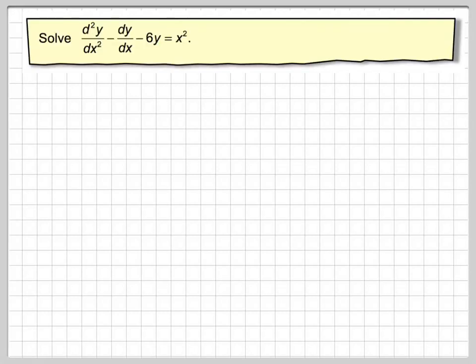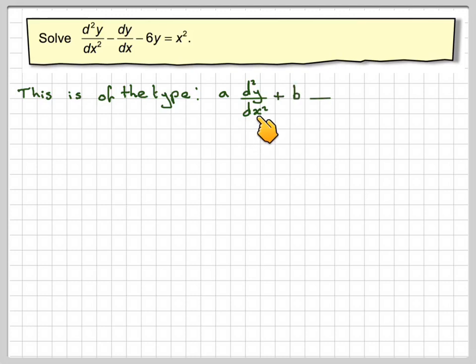Right, in this video we're going to try and find the full solution of the second derivative minus the first derivative minus 6y is equal to some function of x, which we're going to call x squared in this case. So this is of the type a times the second derivative plus b times the first derivative plus c times y is equal to some function of x. Up to now we just solved them where this has been equal to 0.